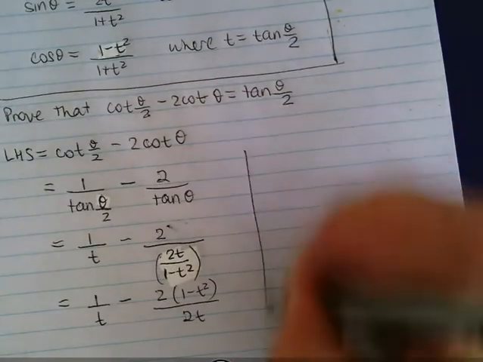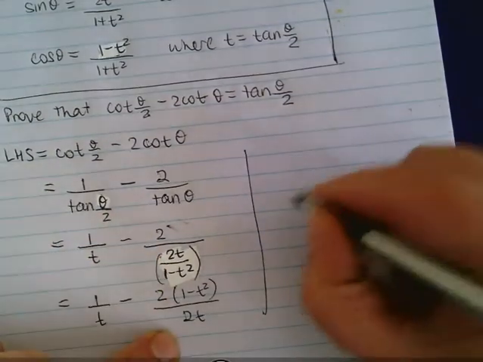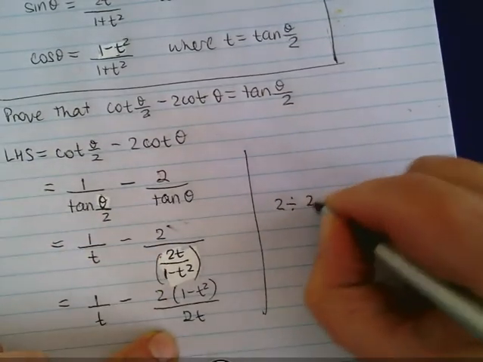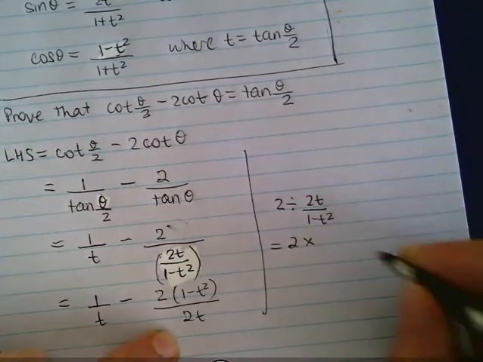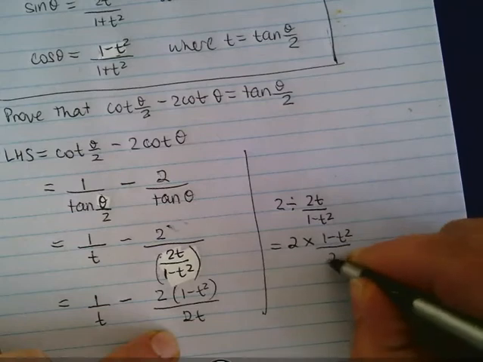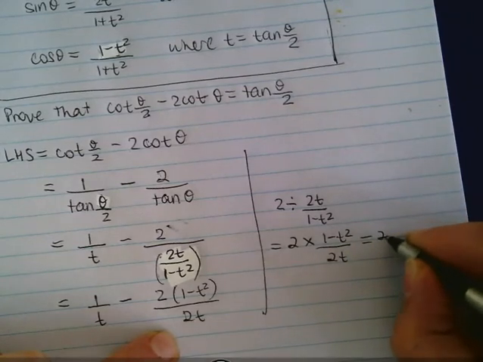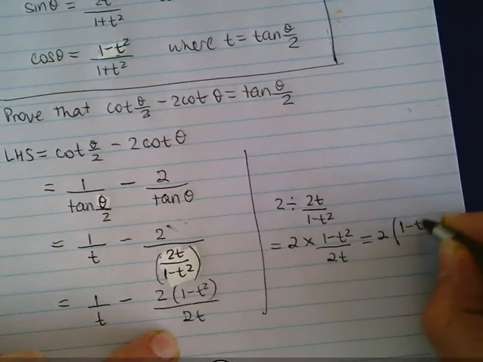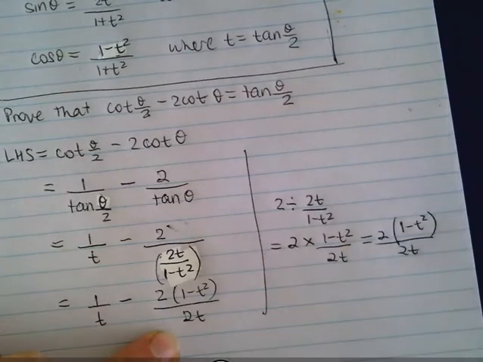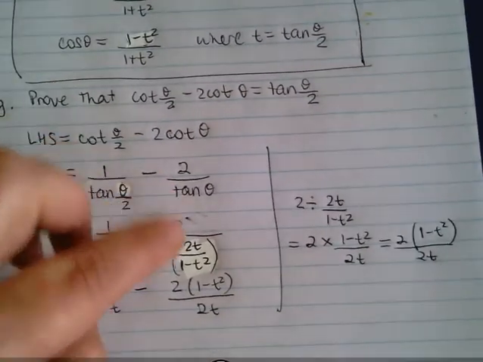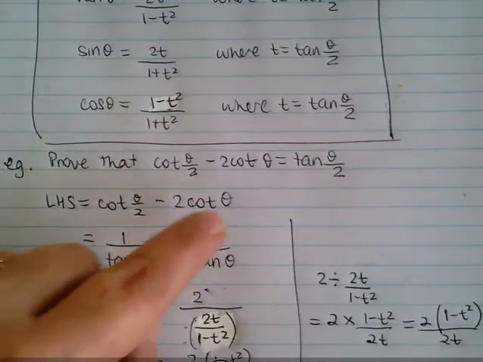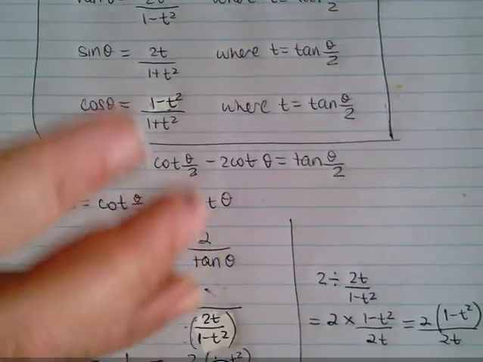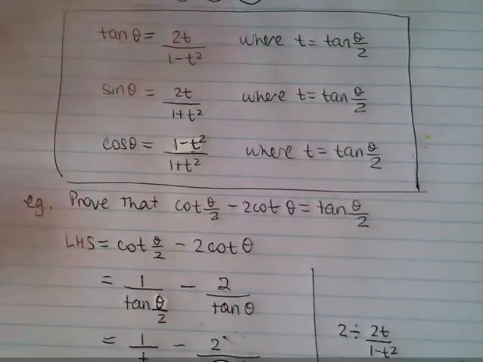But if you want to show how that equals this, if I've got 2 divided by 2t over 1 minus t squared, isn't that 2 times 1 minus t squared over 2t? Can you see that it's 2 bracket 1 minus t squared over 2t? So if it's 2 divided by that, or if it's 2 over tan theta, or if it's 2 cot theta as it was, you just write the tan theta result flipped next to it. All right?